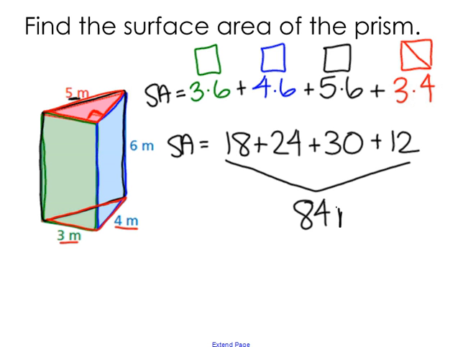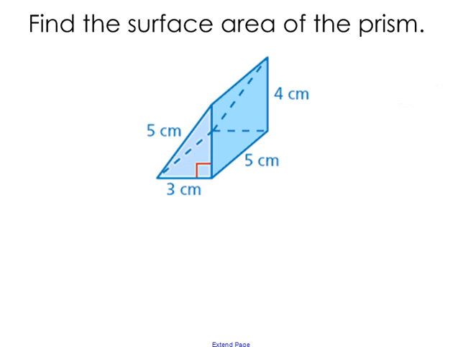And then final step is to check units, which would be meters squared. So 84 meters squared for the triangular prism. And then once again, this is super important. You cannot use your rectangular prism formula for triangular prisms. It'd be like trying to find the area of a circle by doing length times width. It will not work.